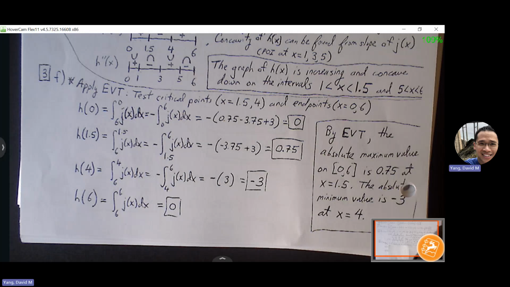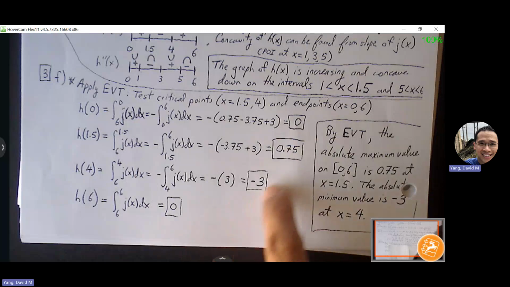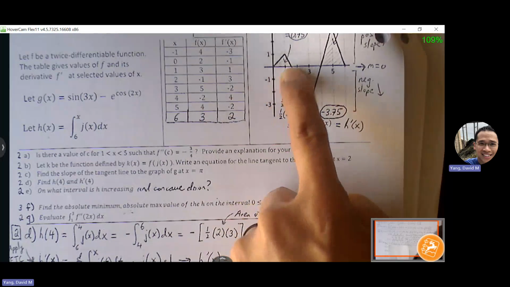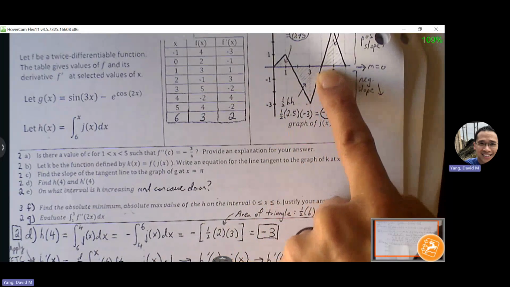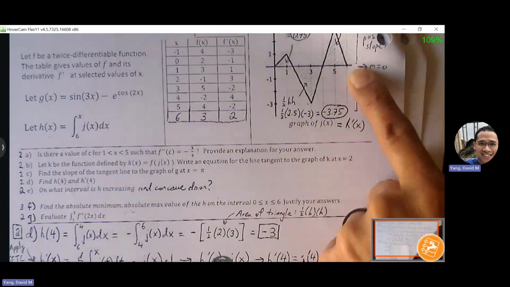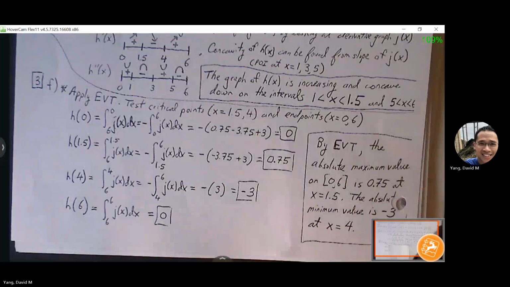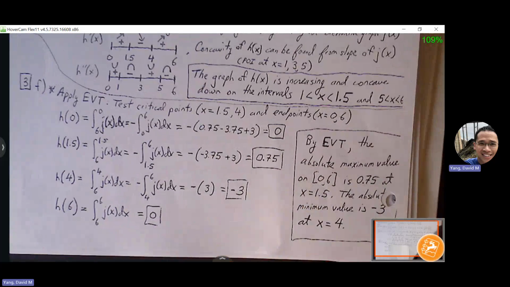So I start off with ordered pair 0, 0. I rise up to 0.75. I fall all the way down to a y value of negative 3, and I rise up to 0 again. And that behavior in terms of the movement is consistent with what we see here. It rises up to that second point, it falls to that next point, and then rises again to that 0. So these are the y values that are the candidates for our highest and lowest points. So by EVT, the absolute max value is 0.75, and the absolute minimum value is negative 3.